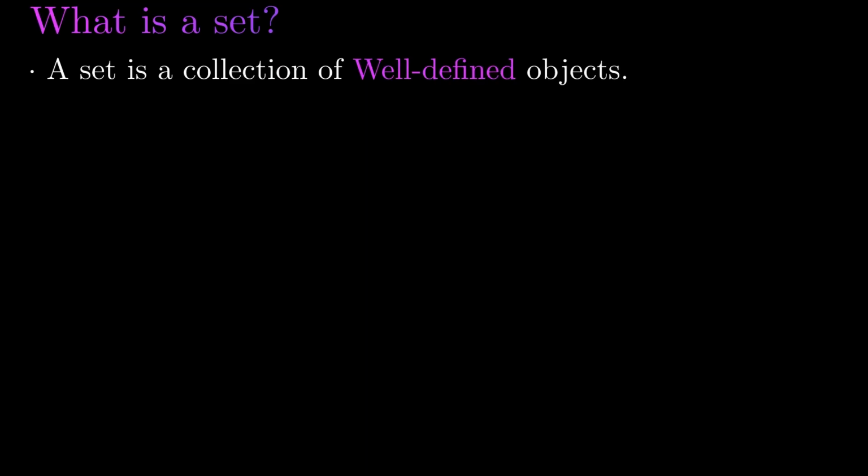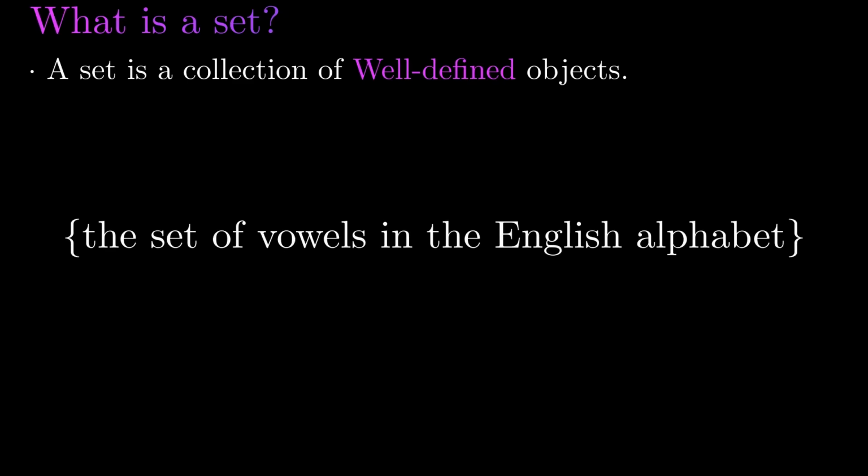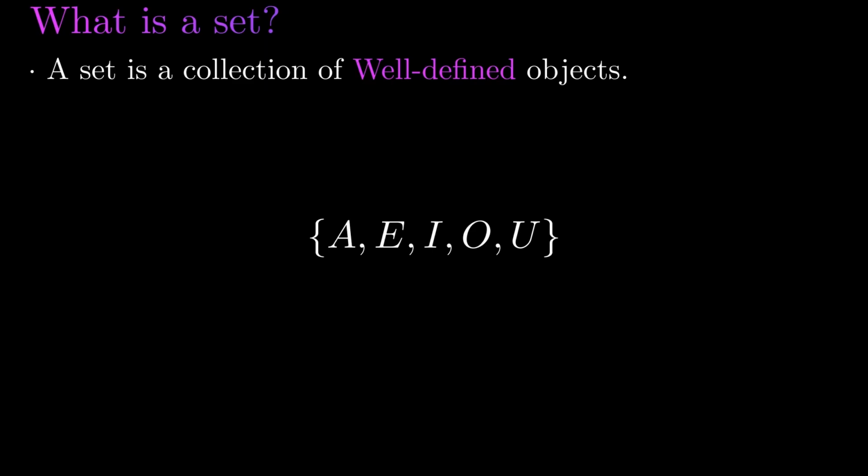So, what is a set? Formally, a set is a collection of well-defined objects. That phrase, well-defined, is the most important part. It means we have to be able to tell with 100% certainty whether an object belongs to the set or not. For example, the set of vowels in the English alphabet is well-defined. We know it's A, E, I, O, U. If I ask you, is B in this set, you can definitively say no. If I ask, is E in this set, you can say yes.